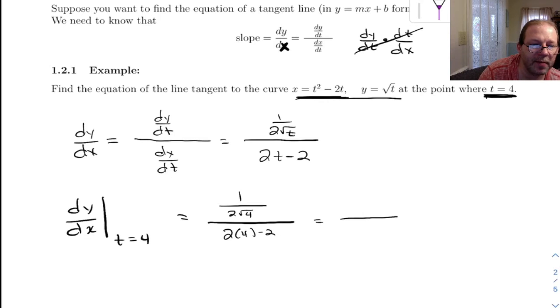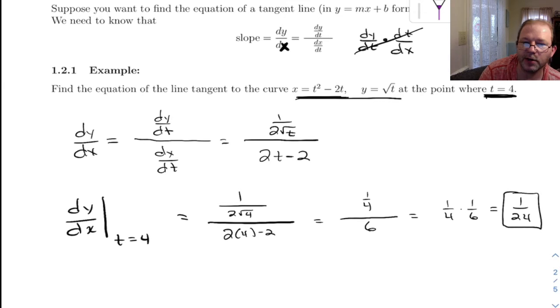So on top, that becomes 1 over 2 times 2, so it's a fourth. And on bottom, that's 8 minus 2, which is 6. So 1/4 times 1 over 6 gives me 1 over 24. So a very shallow slope there. And that's the slope of the tangent line.